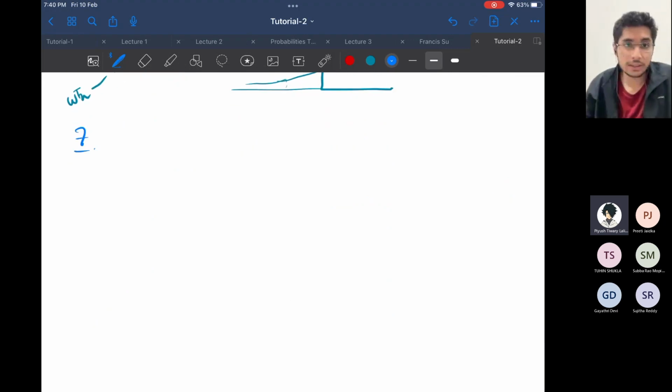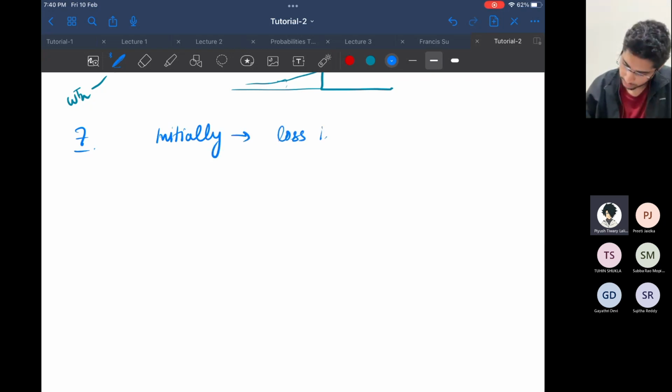Okay, coming to the seventh question. The seventh question says that you are training a model using the gradient descent algorithm. You observe that the loss is decreasing, then increasing after each successive epoch. Which of the following techniques will you use to increase the chance of convergence of the gradient descent algorithm? Okay, so what it is saying is that initially the loss is decreasing. Later on, the loss is increasing.